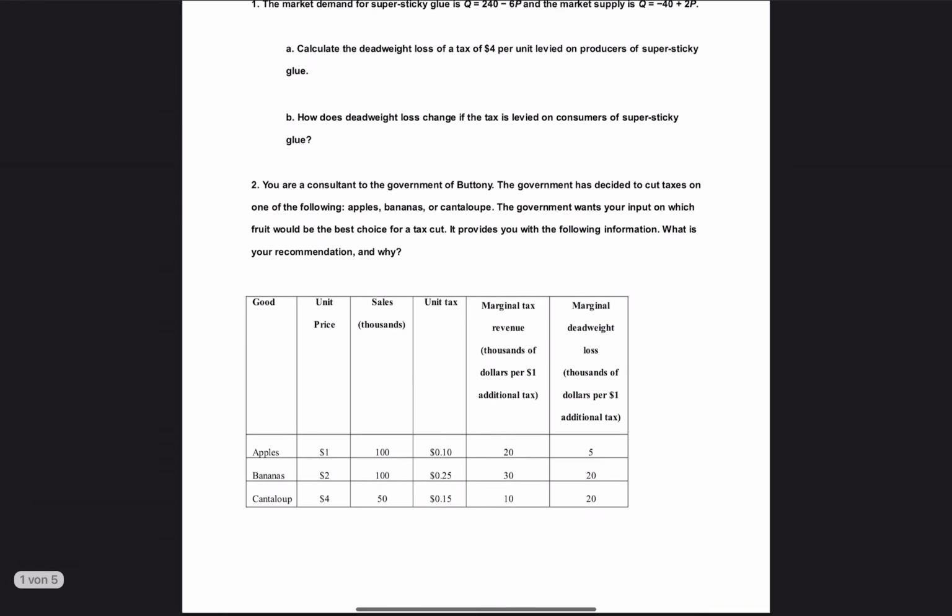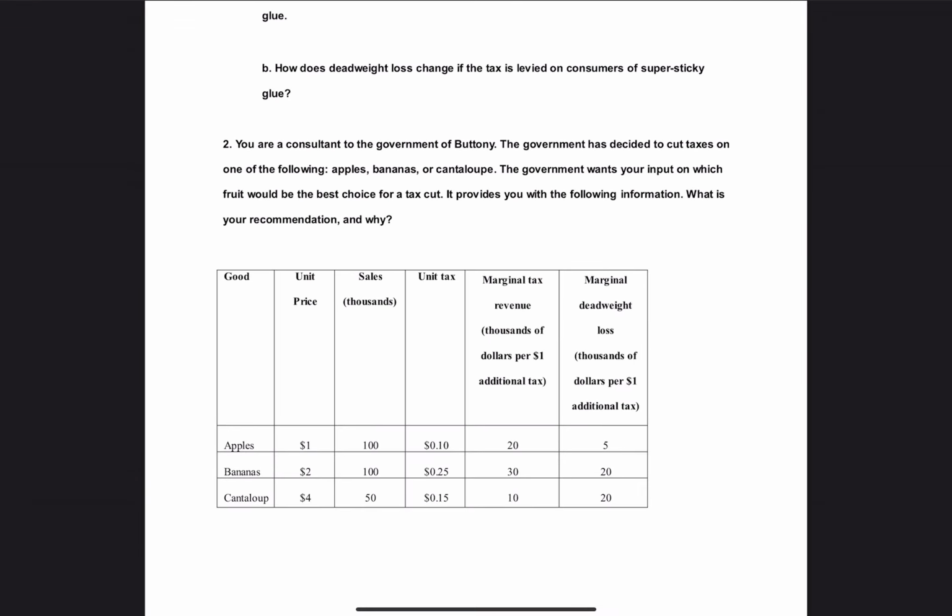Okay, this brings us to exercise 2, where we have a table given. You're a consultant to the government of Bethany or Botany. The government has decided to cut taxes on one of the following: apples, bananas, or cantaloupes. The government wants your input on which food would be the best choice for a tax cut. It provides you with the following information. What is your recommendation and why?